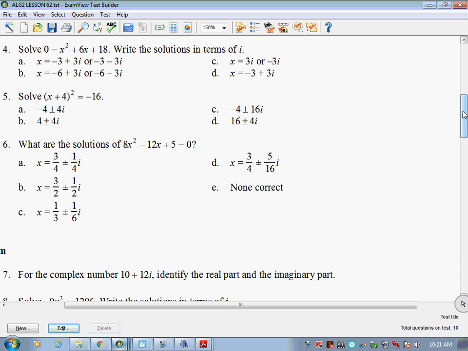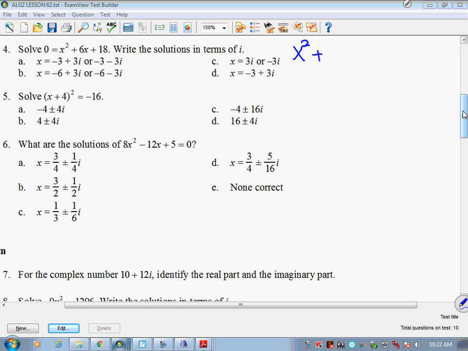Slide us down here. Number 4. Okay, number 4. Okay, this one I solved by completing the square. And I don't know if you remember. Do you guys remember how to complete the square? No, not many of us do. Okay, so we'll have a refresher on that.